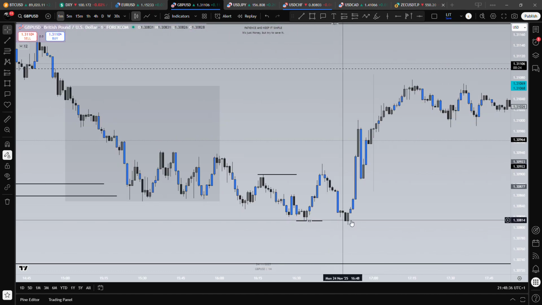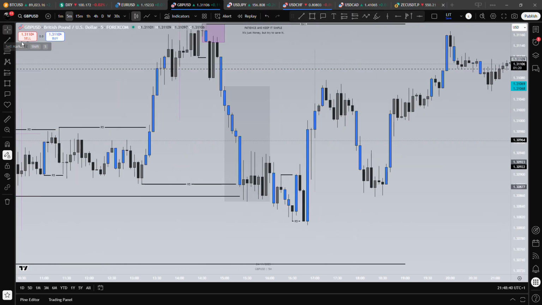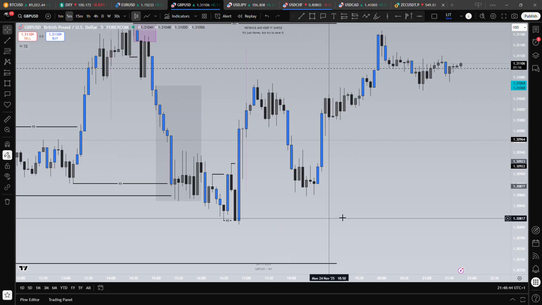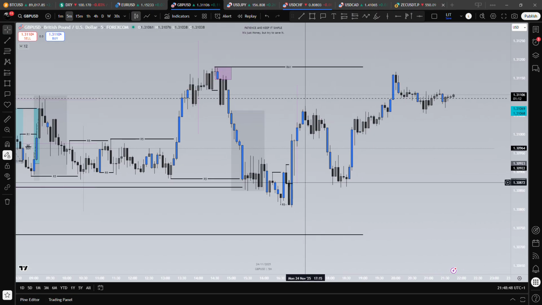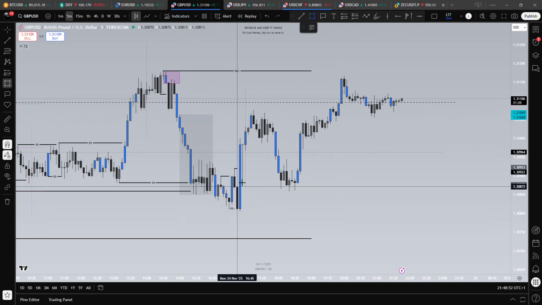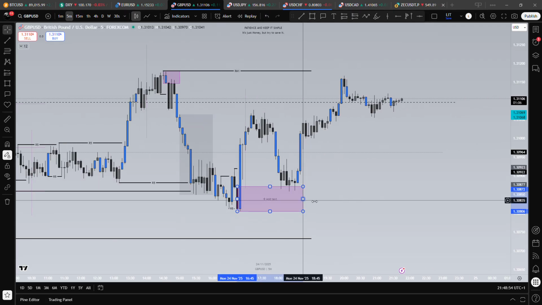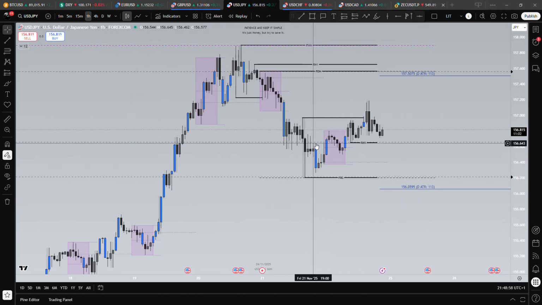But yeah, after that we had a break to the upside, and well, the trade would have been maybe in this mitigation, but it's out of timing already, so no trade for me, of course. And well, draw liquidity in H1 not taken.